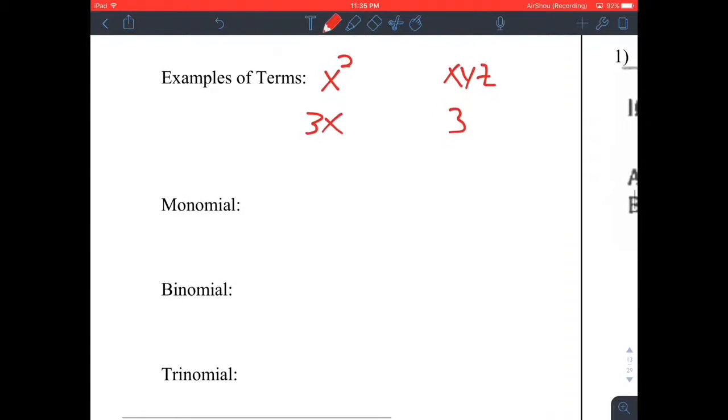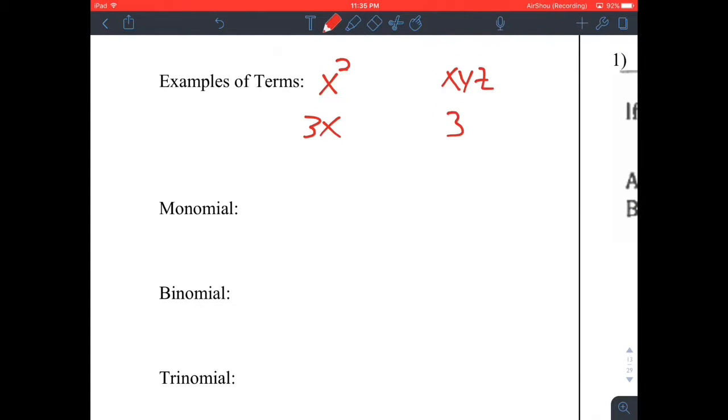A monomial is a single term. Mono means one. So 4x squared is a monomial. Negative 17 is a monomial. 3 divided by x is a monomial.